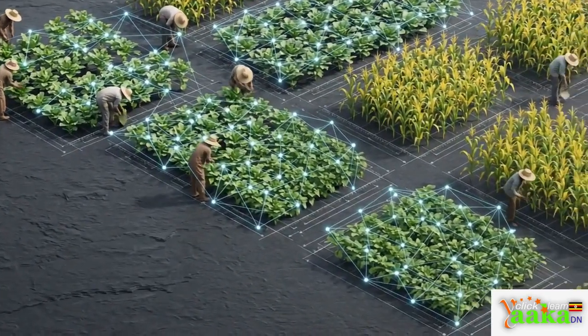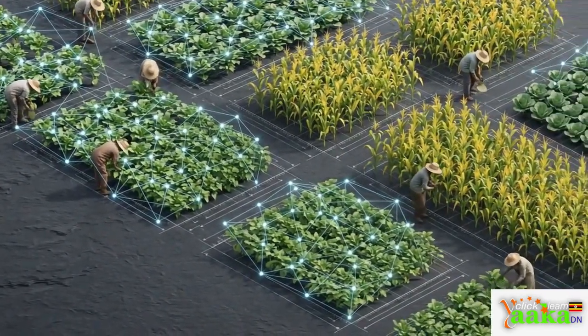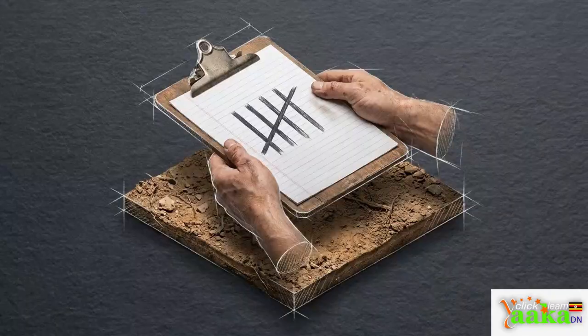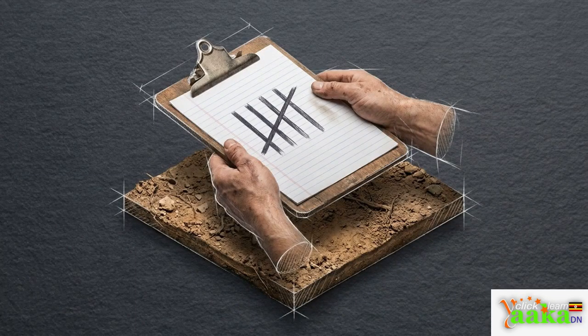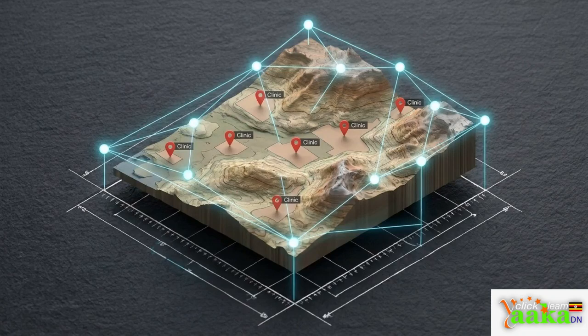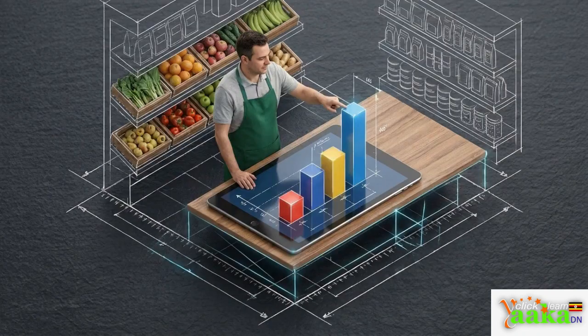Data serves as the evidence we use to map and understand our physical world. It translates simple observations into measurable facts. Government planners rely on this information to determine where to build new clinics, just as business owners use it to track their daily sales figures.